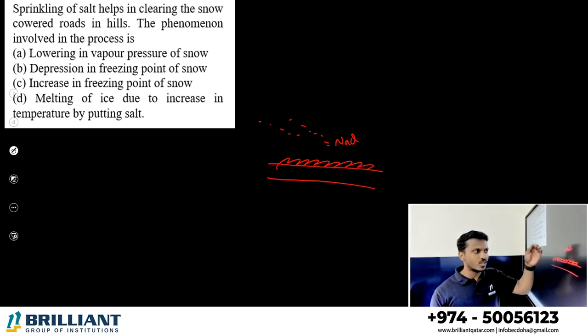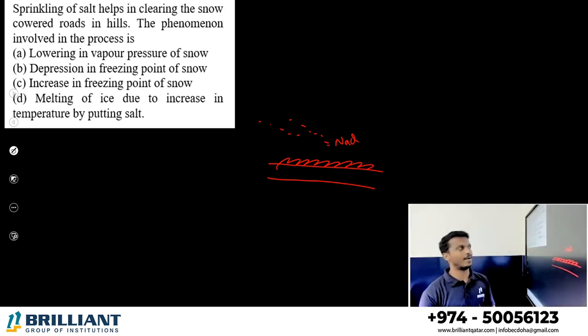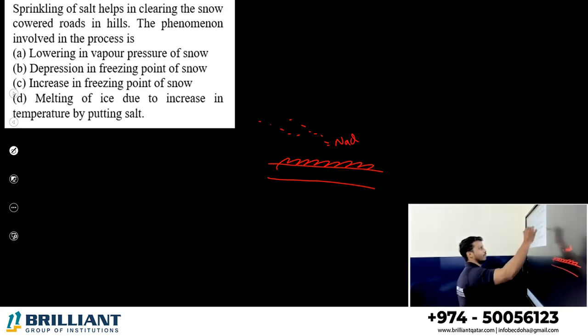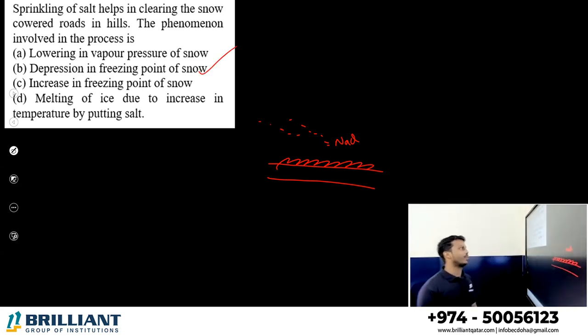So when you add a solute into solvent, what is happening? The freezing point decreases. We studied that as the number of particles increases, the freezing point decreases, and it starts to help. So what is the point? The sprinkling of salt helps in clearing roads which are filled by snow. That is because of depression in freezing point.